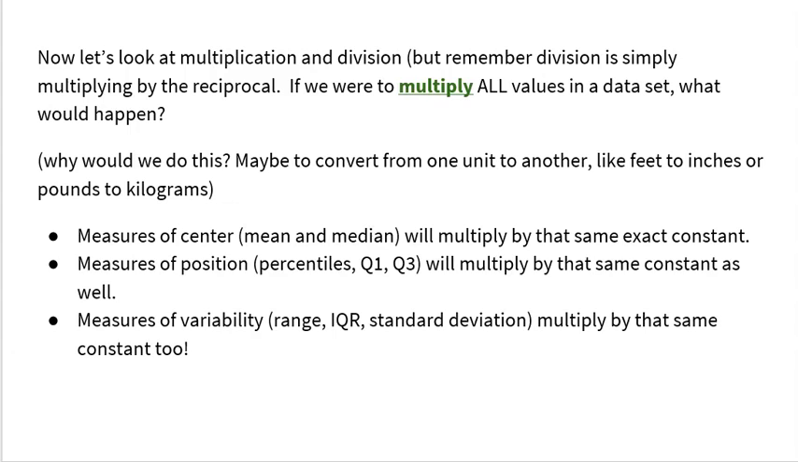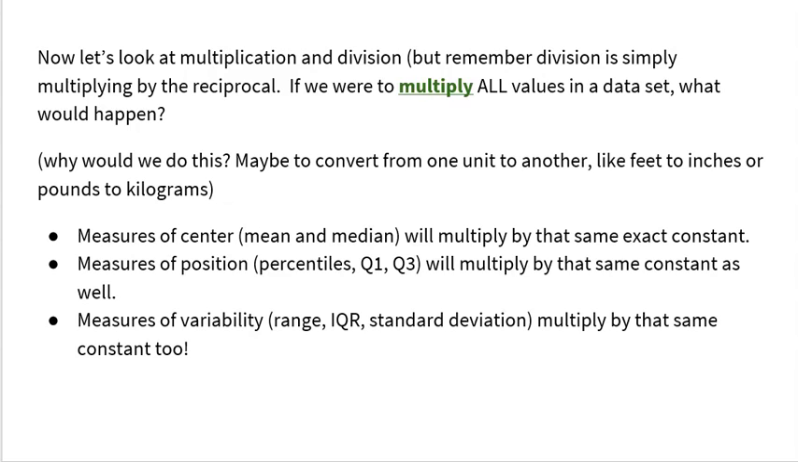All right, what happens when you multiply or divide all of your data by the same constant? Why would we do this? First off, maybe we're converting, like converting feet to inches. To convert feet to inches, you have to multiply all of your feet by 12. Or maybe you're going from pounds to kilograms and so forth. To do that, you have to multiply.